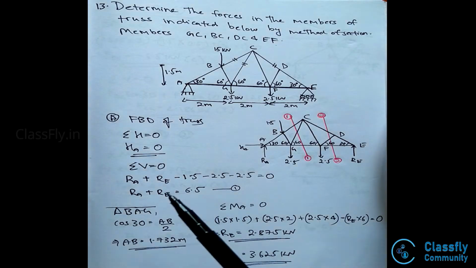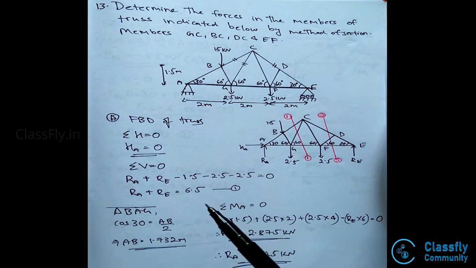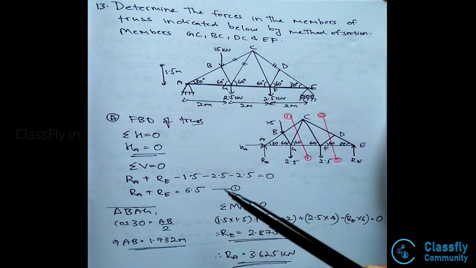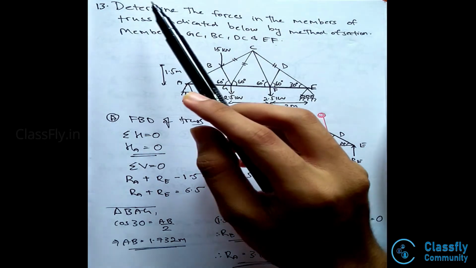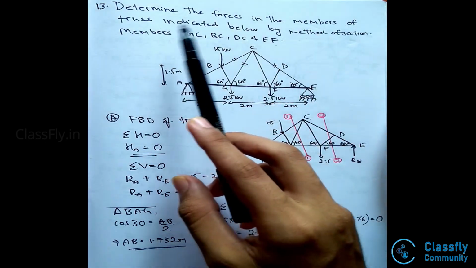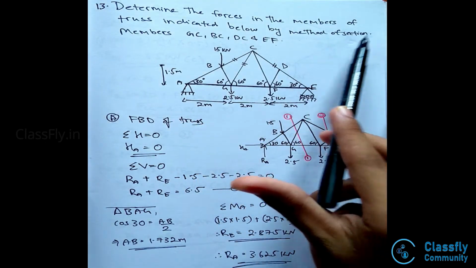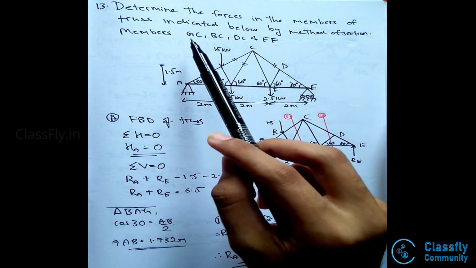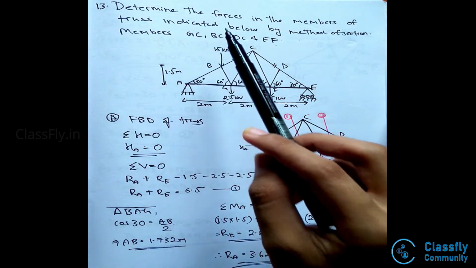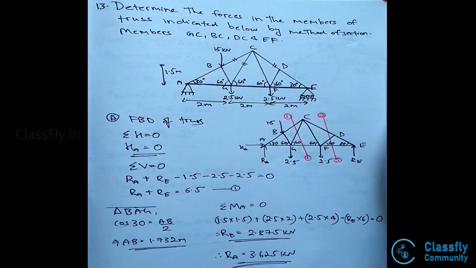Hi guys, today let us solve another numerical based on the concept of analysis of the truss using the section method. Determine the forces in the members of the truss indicated below by method of sections. The members whose forces are to be found out are GC, BC, DC and EF.